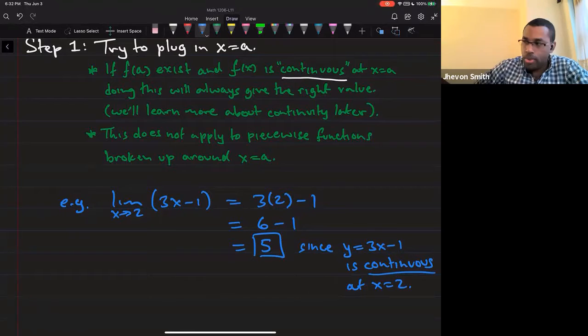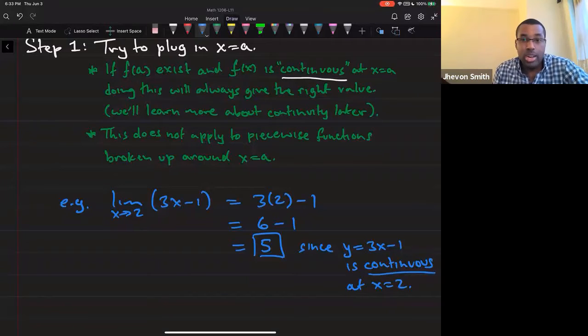Continuity, or what it means for a function to be continuous, like I said, we'll deal with in detail later. But intuitively, it just means you can draw the function without lifting your pencil off the page, passing through x equals 2. There's no disruption, no hole, no gap, no breaks, nothing. It's very smooth going through 2. And because you can smoothly draw a line going through 2 on the graph of the function, you can plug in, and that would give you the answer.